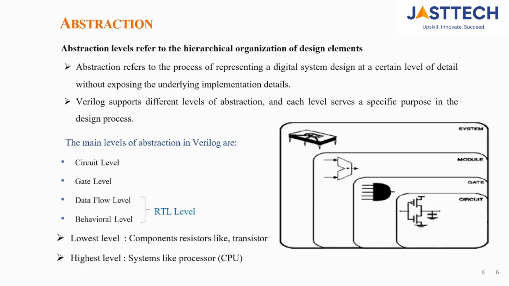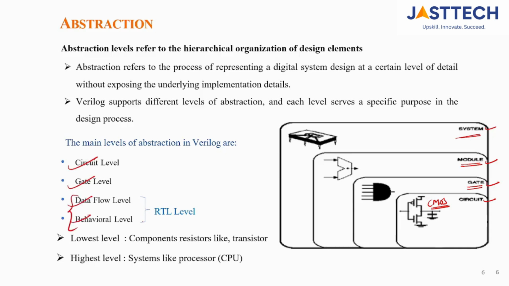So, the levels of abstraction I told you about: there is a top-down approach and a bottom-up approach. The bottom-up approach starts from circuit, gate, modules, and system. Circuit means you are writing in terms of CMOS. Gate means you are writing in terms of gates. In terms of circuits you can design the gates, in terms of gates you can design the modules, and in terms of modules you can design the system. So there are types of abstraction: circuit level abstraction, gate level abstraction, data flow, and behavior.